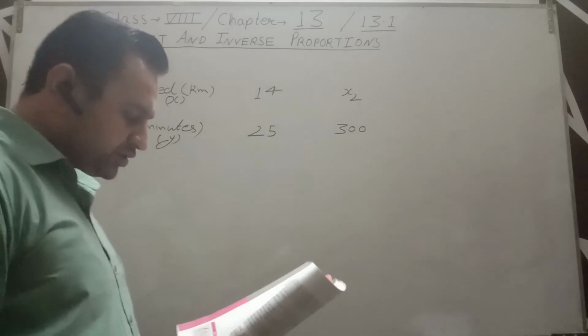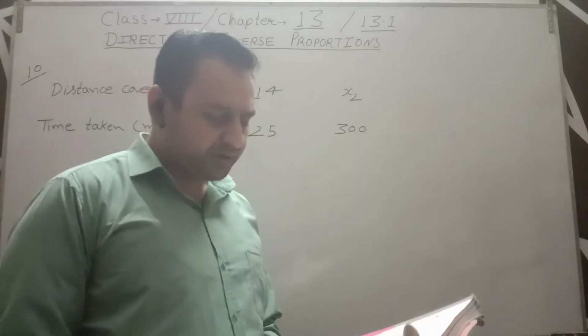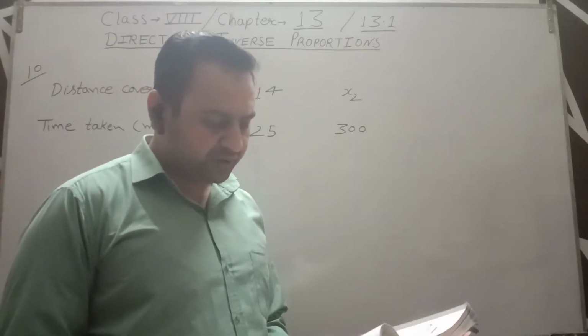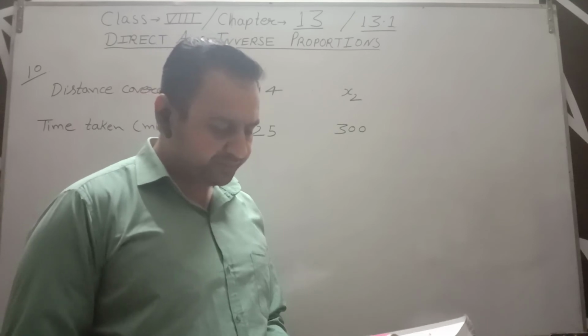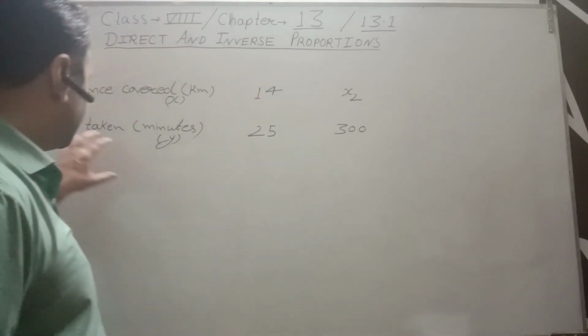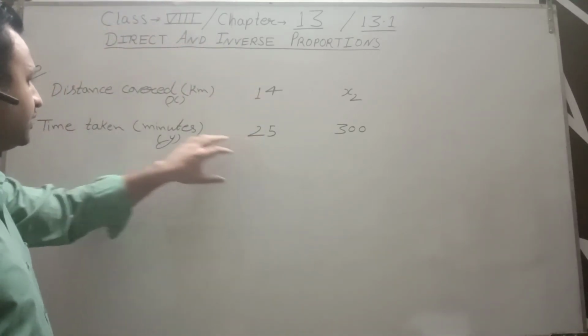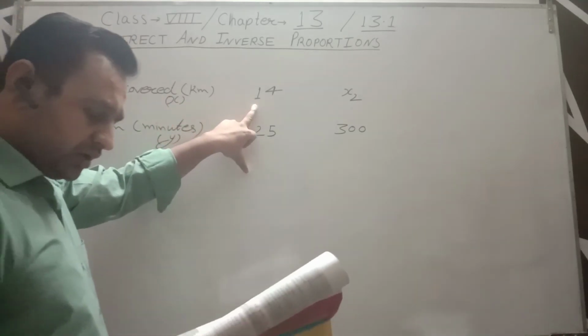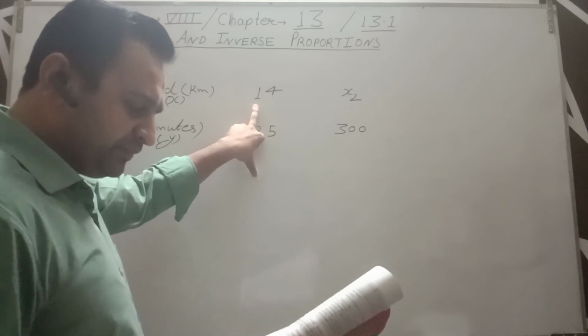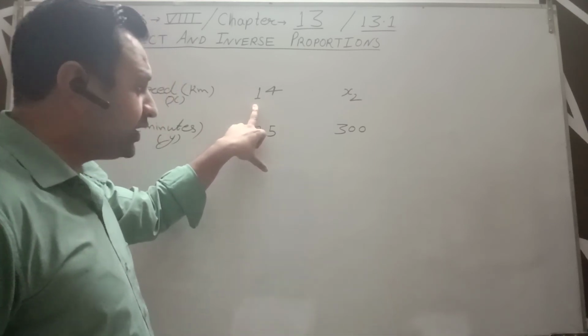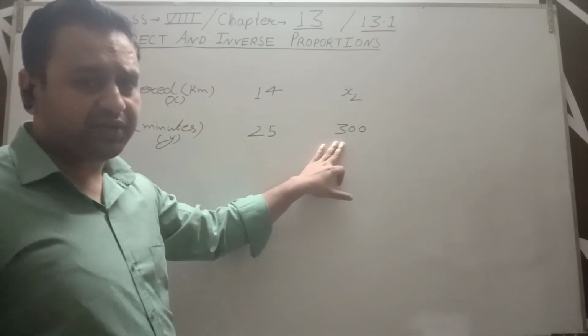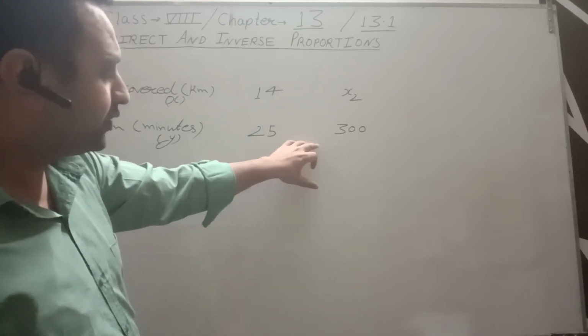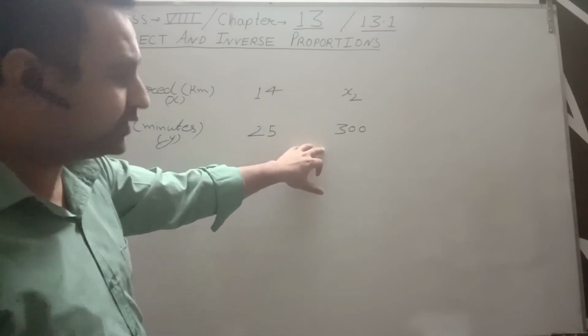Okay students, now question number 10. In question number 10, a loaded truck travels 14 km in 25 minutes. It means if the time taken is 25 minutes, then the distance covered in kilometer is 14. And if the speed remains the same, how far can it travel in 5 hours? 5 hours means 300 minutes. So we have to find out the distance covered in 300 minutes.